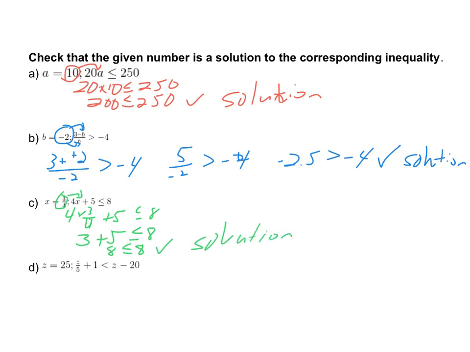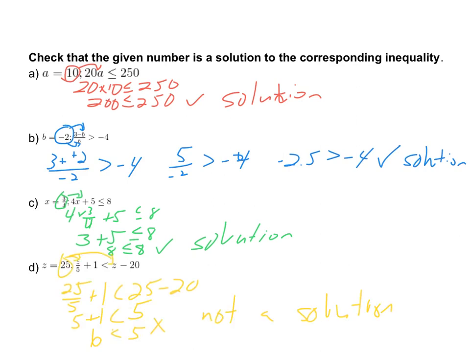Go ahead and pause the video and do the last one on your own, and then hit play and see how you did. If you plug 25 in for z, you should get it down to 6 is less than 5, which is not true, so that is not a solution.